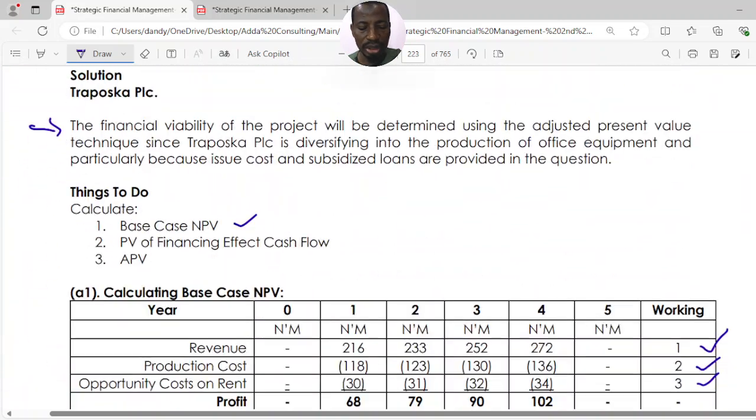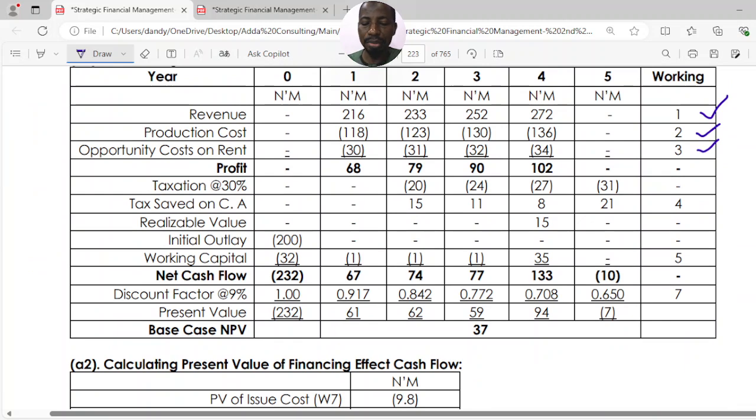Now, the next thing we need to do is to determine profit, taxable profit. So we add up all the numbers for year 1: 216 minus 118 minus 30 will give us 68. Year 2: 233 minus 123 minus 31 will give us 79. 252 minus 130 minus 32 will give us 90. 272 minus 136 minus 34 will give us 102.